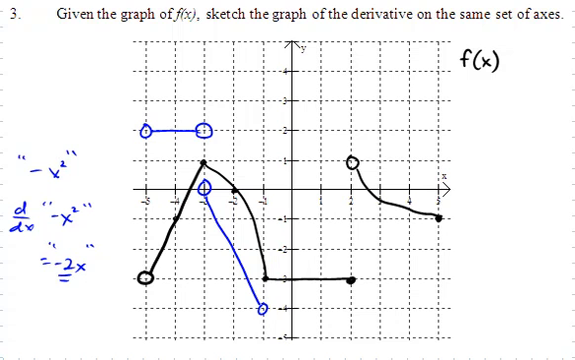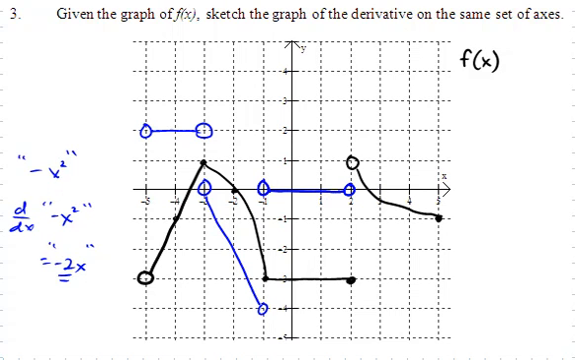Okay, the next piece then is from -1 to 2. If I look at that piece of the function, I see that its slope is 0 everywhere, so the derivative function is going to be 0 for those x values, -1 to 2.